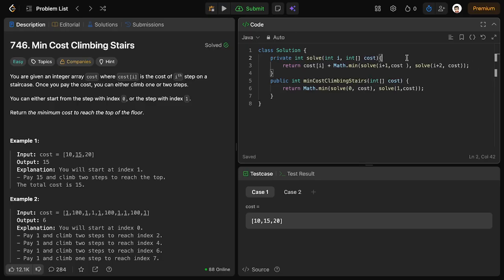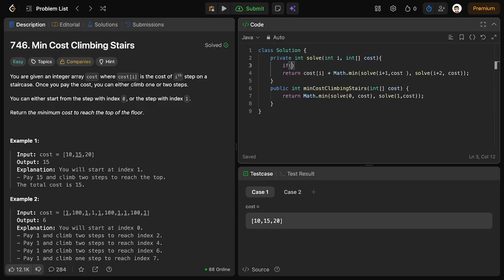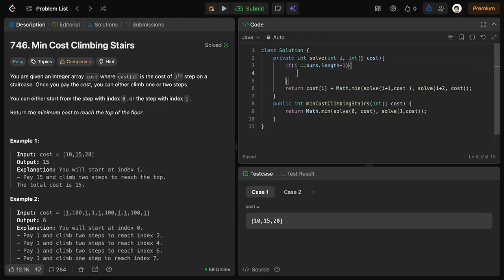Our base case, since we are climbing upstairs, is if i is equal to nums.length minus 1, then I would be returning cost[i].